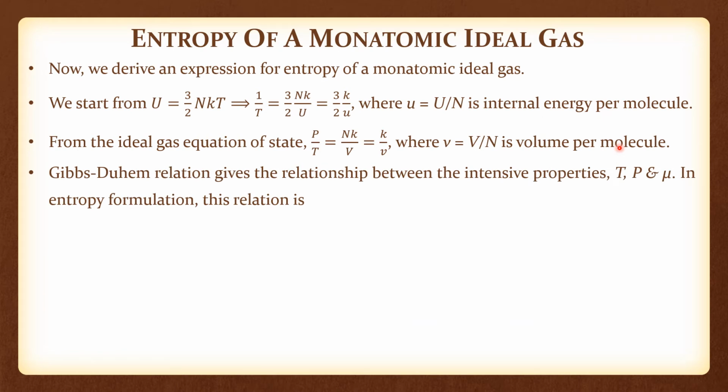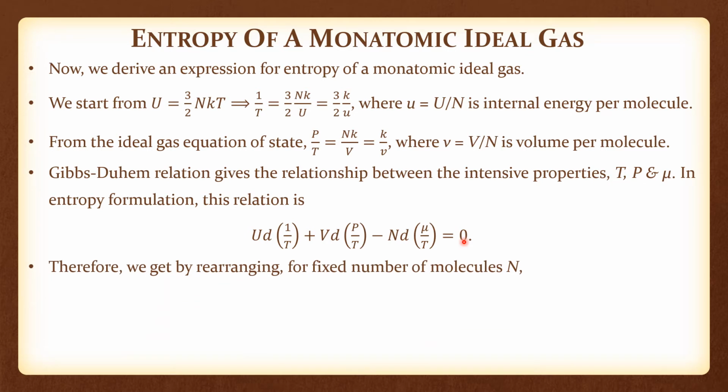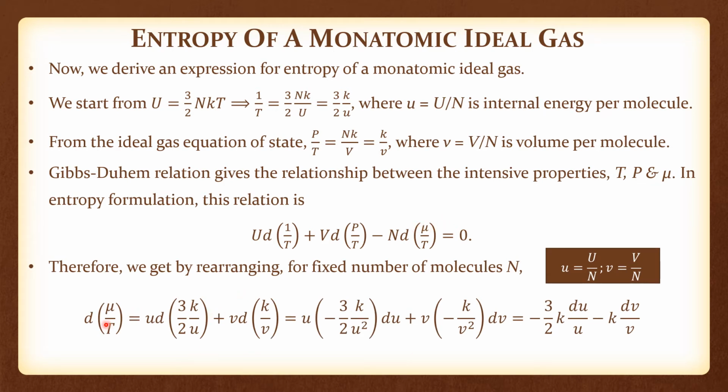The Gibbs-Duhem relation gives the relationship between the intensive properties T, P and mu. In the entropy formulation, this relationship is simply U into d of 1 by T plus V into d of P by T minus N into d of mu by T is equal to 0. So for a fixed number of molecules, if you divide throughout by N, where lowercase u is U by N and lowercase v is uppercase V by N, then this d of mu by T can be taken to the other side, and then lowercase u d of 1 by T, I'll come back to this in a moment, and lowercase v times d of P by T. Now what has happened here: 1 by T is 3 by 2 k by u, and P by T is simply k by v, and those have been substituted here.